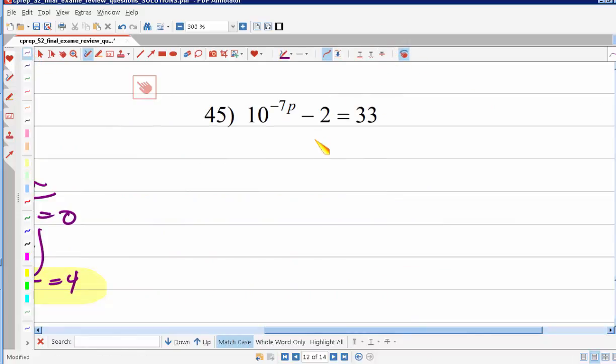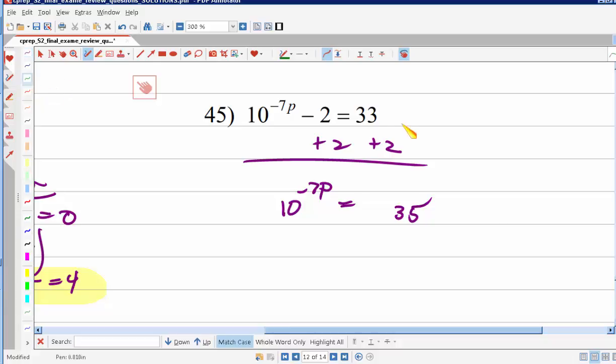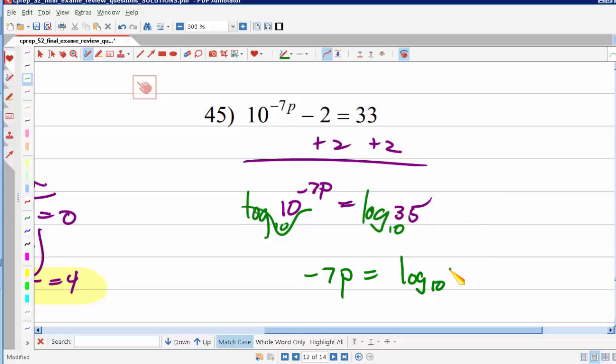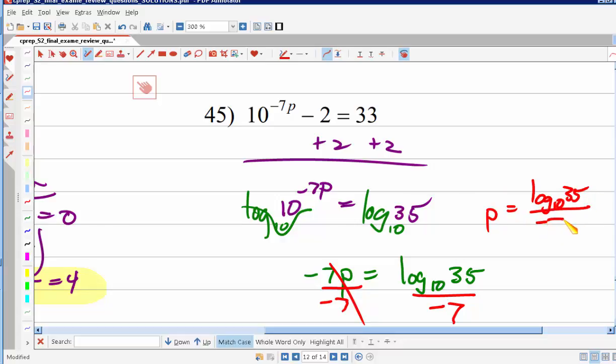Okay, this is an exponential one, so I need to get the 2 over to the other side. So that gives me that. Then I need to do log base 10. So I end up with negative 7p equals log base 10 of 35. Then lastly, I just divide by negative 7. So I end up with p equals log base 10 of 35 divided by negative 7.